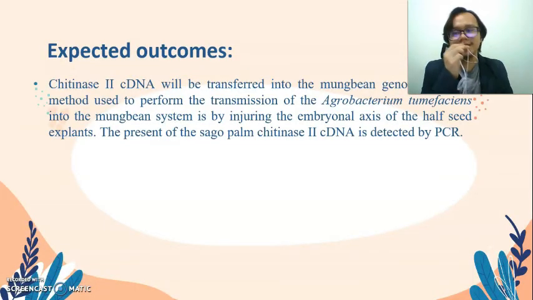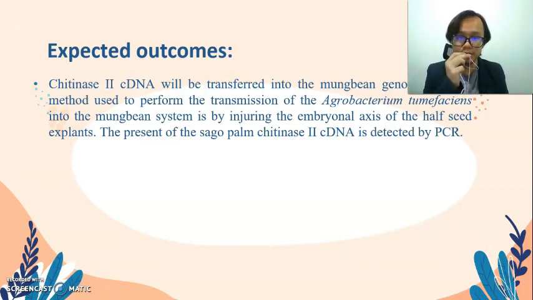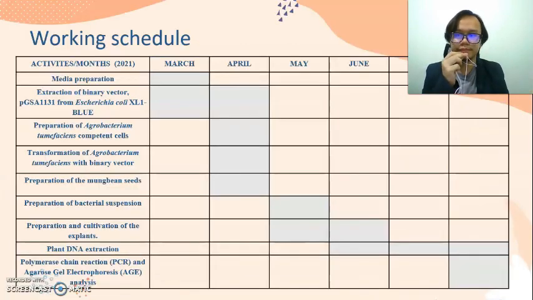Last but not least is the expected outcomes. Chitinase 2 cDNA will be transferred into the mungbean genome system, and the method used to perform the transmission of Agrobacterium tumefaciens into the mungbean system is by injuring the embryonal axis of the half seed explants. The presence of the sago palm chitinase 2 cDNA is detected by PCR.